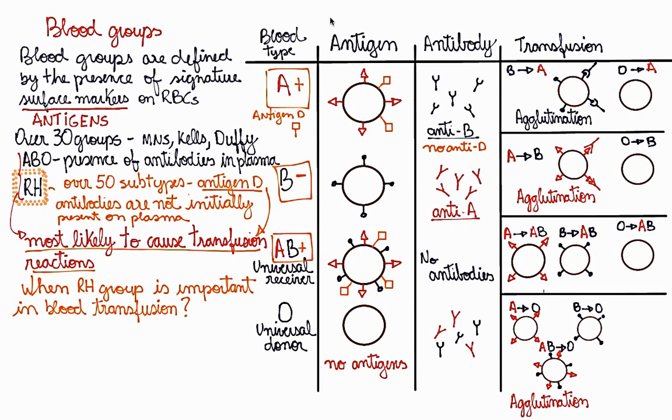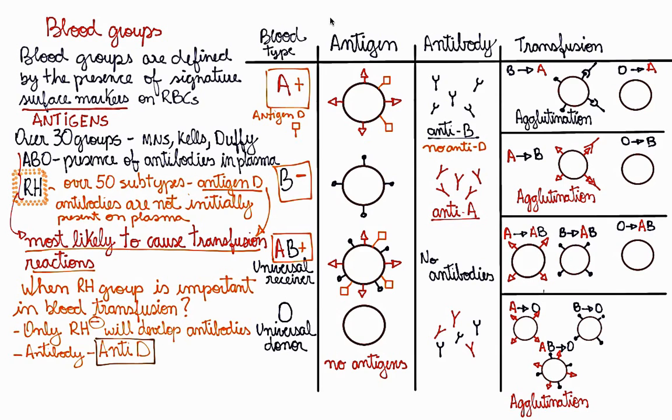So when the Rh group is important in blood transfusion, if the antibodies are not initially present, when would they become important, and why is the Rh group still likely to cause transfusion reactions? Well, there are certain circumstances in which that occurs. Only an Rh negative person will develop antibodies, because if an Rh positive person developed antibodies, they would attack its own blood. So the only scenario in which I'm going to have the development of antibodies is when the person is Rh negative and gets exposed to an Rh positive group.